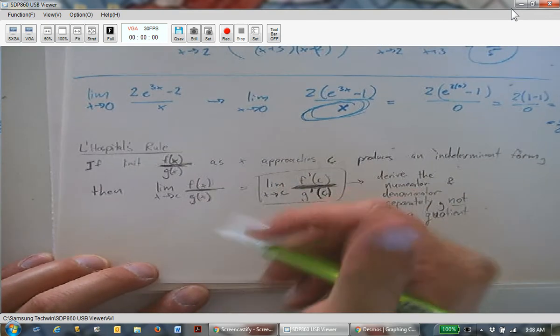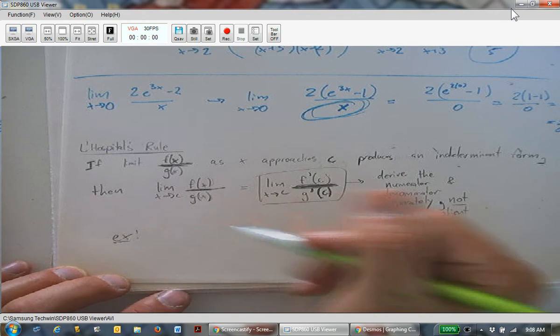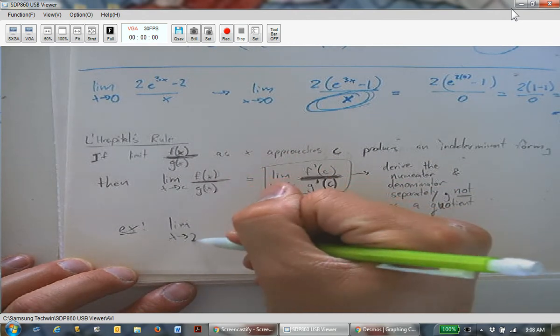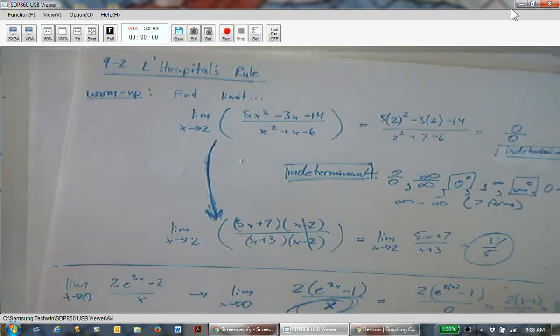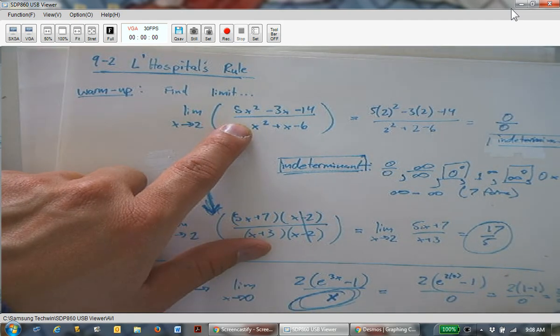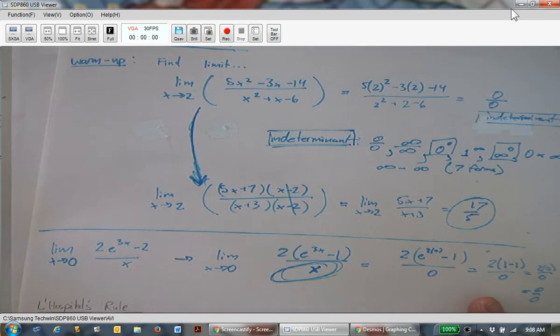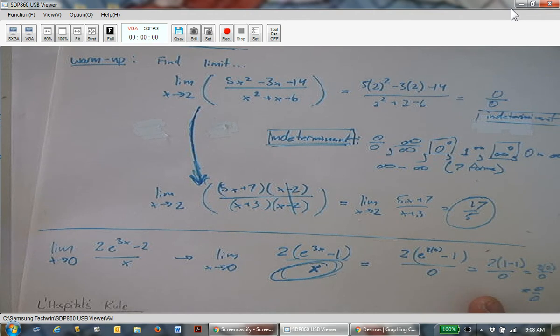So let's go back really quick to our previous example. Here, instead of trying to factor out a polynomial, because that's not actually easy, I went straight from 5x squared minus 3x minus 14, and I just somehow did this in my head, 5x plus 7 times 5x minus 2. That might not be the most efficient way to solve this problem.